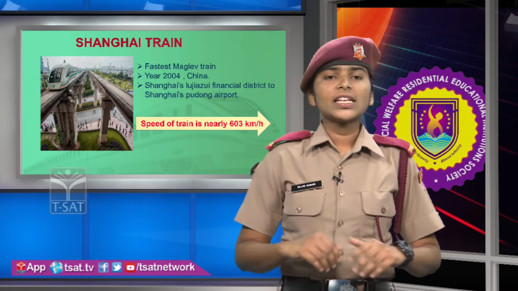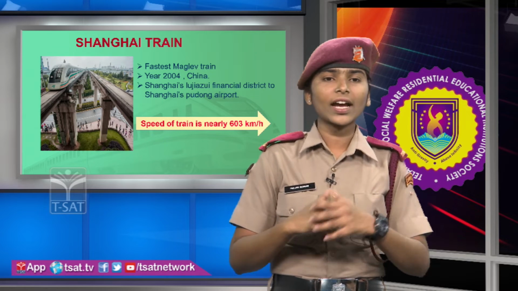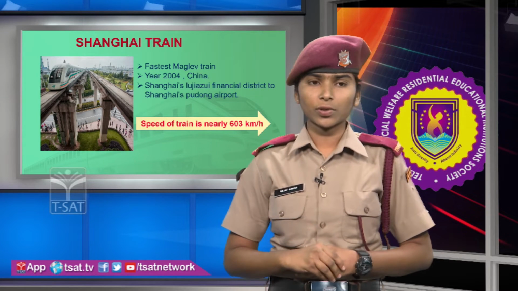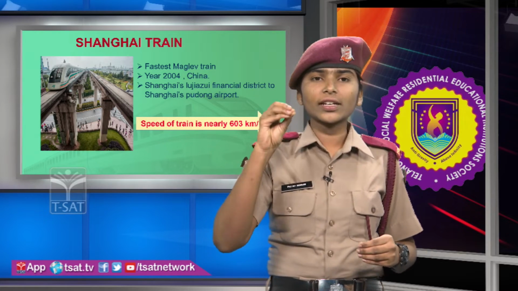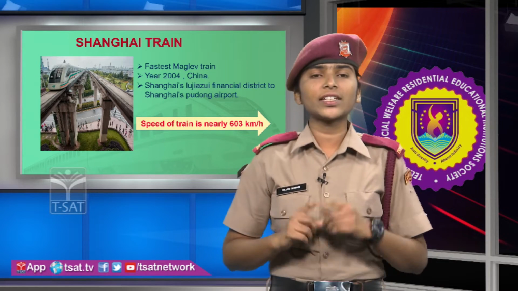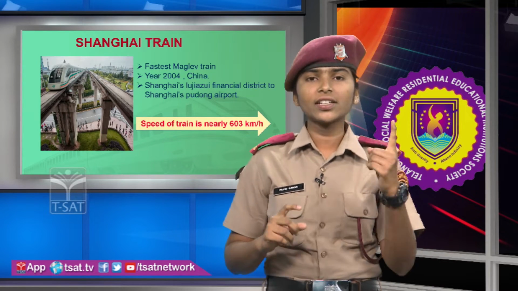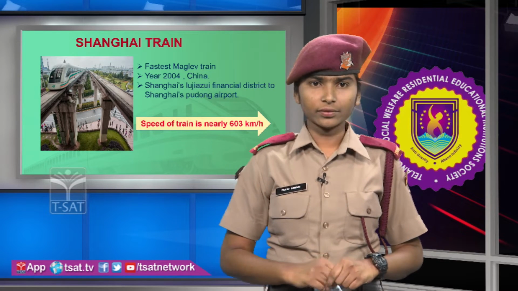Shanghai train. The Shanghai train is the first fastest Maglev train. It was started in the year 2004. The Shanghai train runs between the financial district of Shanghai to Shanghai's Pudong airport. Next, coming to an interesting fact, I am more interested in the speed of the Maglev train. The speed of the first fastest train, the Shanghai train, is nearly 603 kilometers per hour.